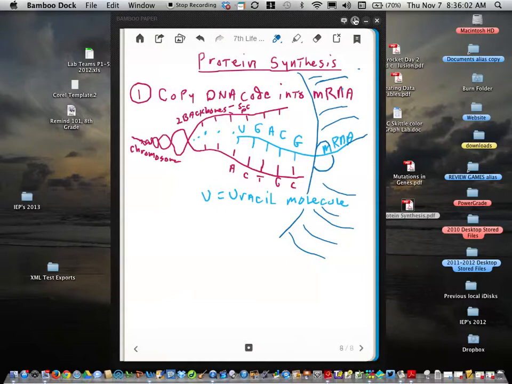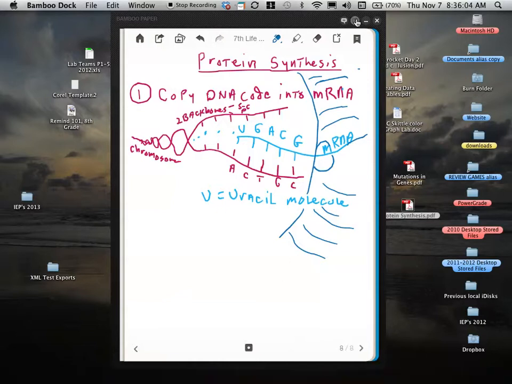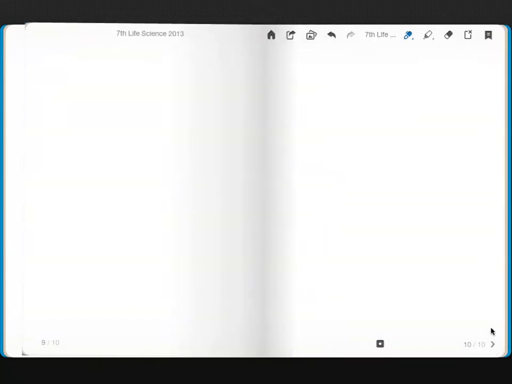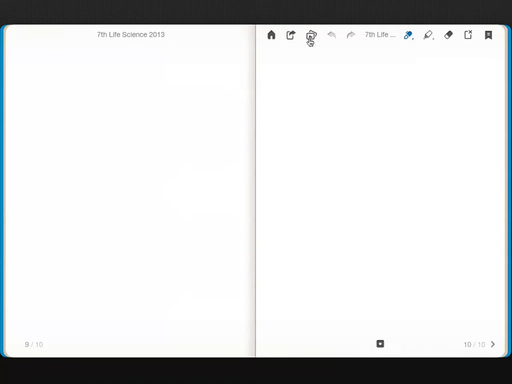I'm going to turn the page for step two. Is that okay? Raise your hand if you're not done copying this down. Okay. We'll post this online so you can finish, okay? All right. So the mRNA, so step two.